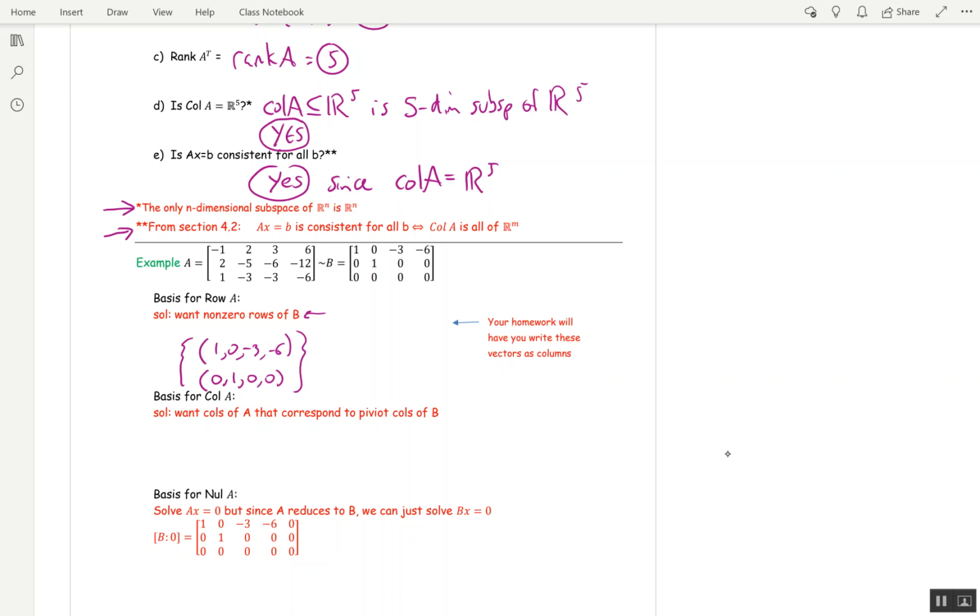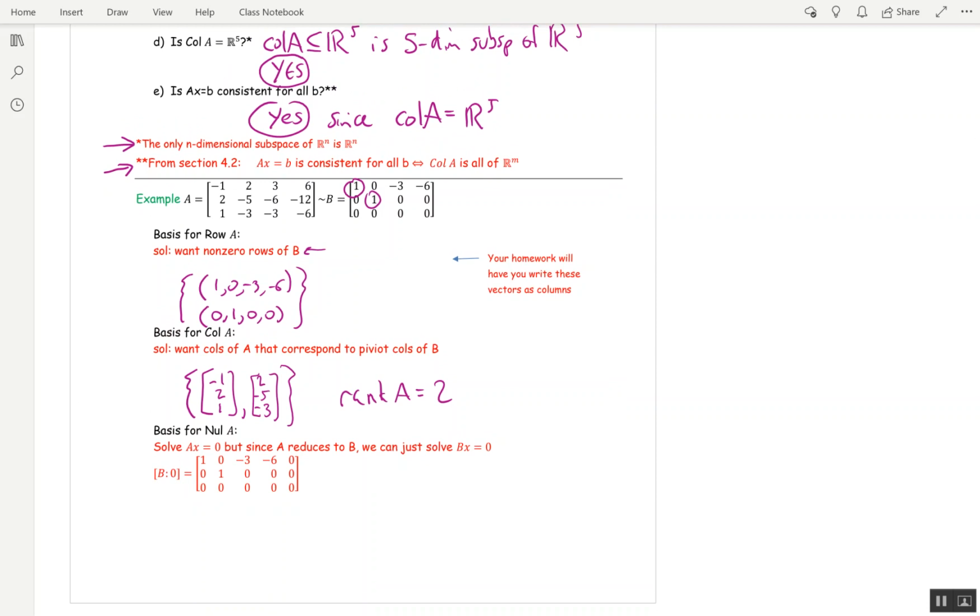All right, basis of col A. Well, the pivot columns of B are columns 1 and 2. So a basis for col A is going to consist of the first 2 columns of A, not of B. -1, 2, 1, 2, -5, -3. So note that the rank of A is 2 because that's the dimension of the column space, because the basis has 2 elements.